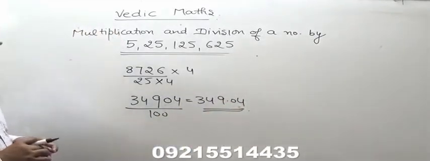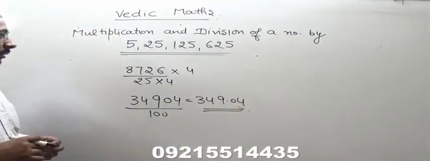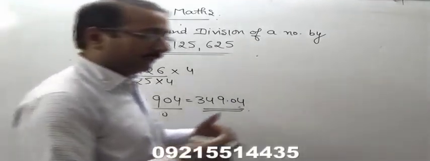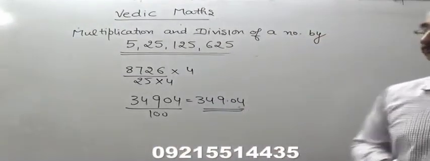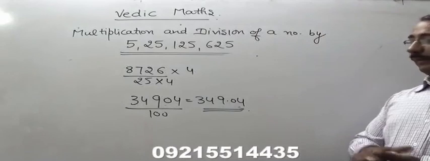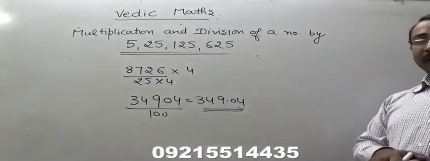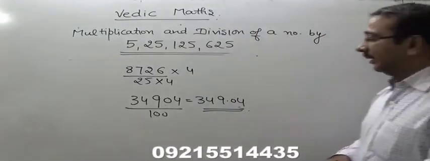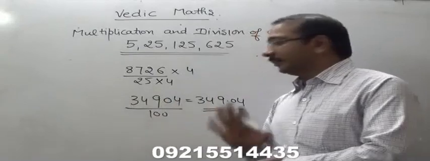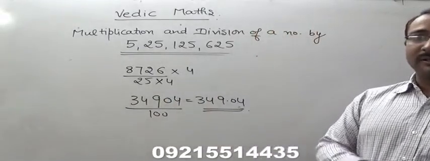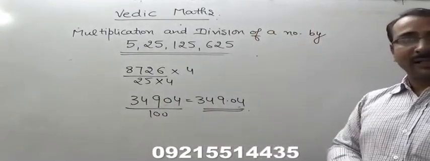ठीक है, क्या प्रोसेस अप्लाई किया आपने? आपको 8726 को 25 से डिवाइड करना है, ठीक है? So for that what we have done, we divided by 4 and multiplied by 4. In division that makes 25 into 4, that takes me to 100, and that helps me in putting the decimal in the last.